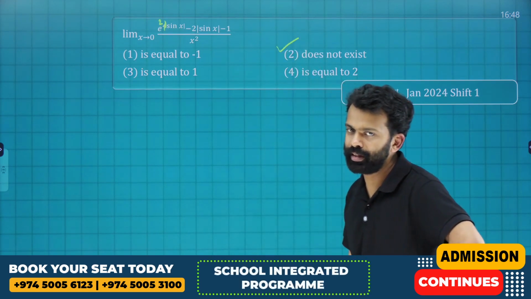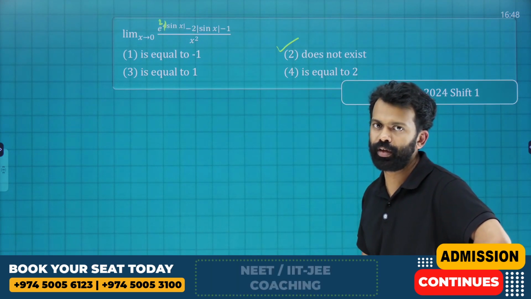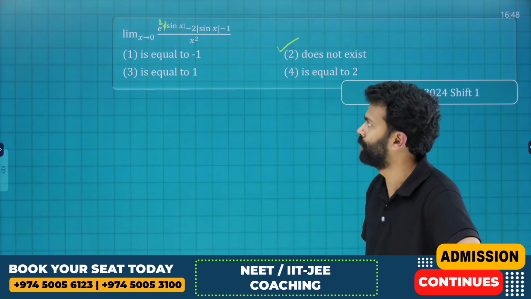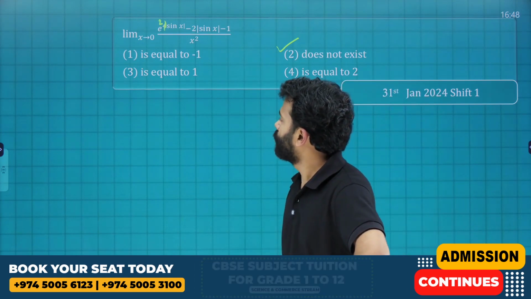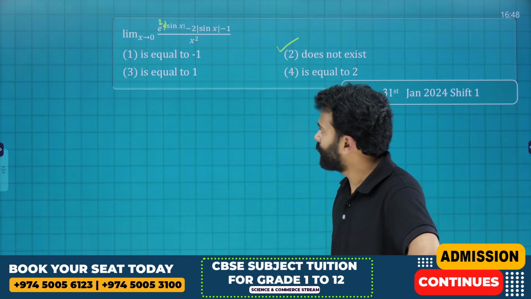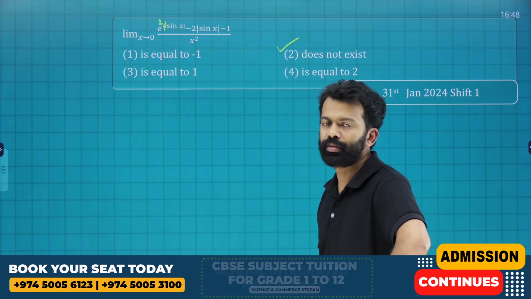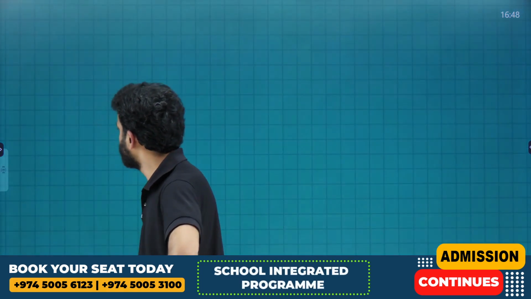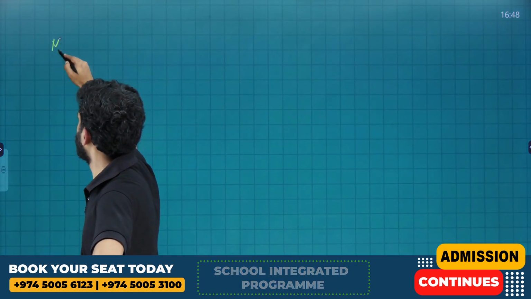If an option is given like that, in most of the cases you need to verify it for the left hand limit as well as for the right hand limit. Only then will you get a proper idea about this question. And there is one more thing. In order to do this question, it will be better if you know about Maclaurin series. It will make the problem easier, and I am going to explain it right now.